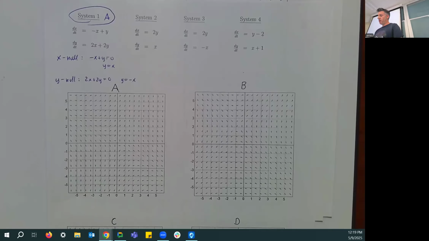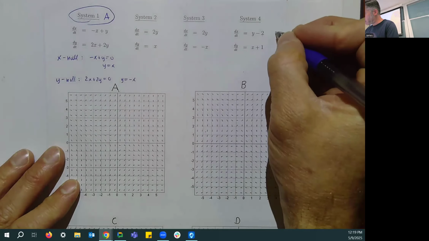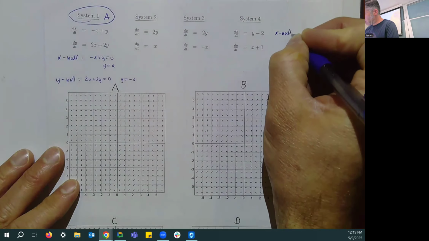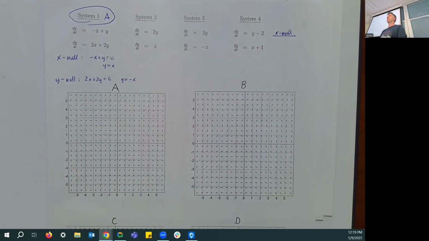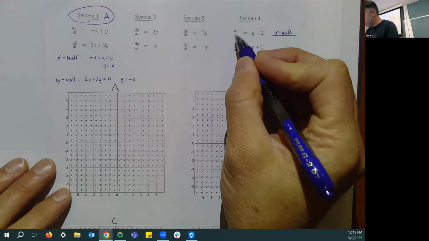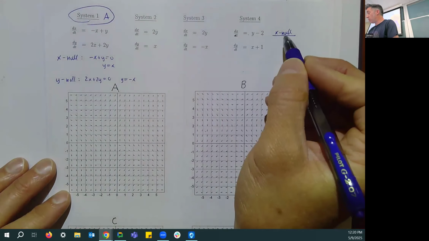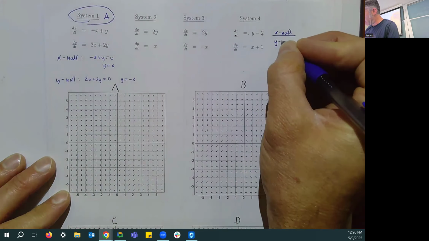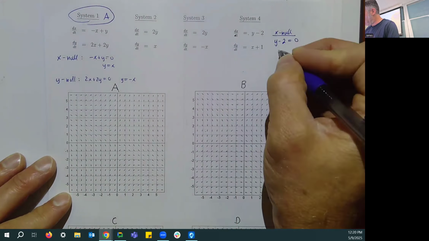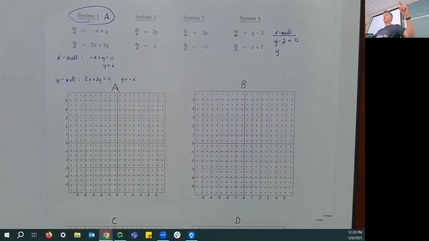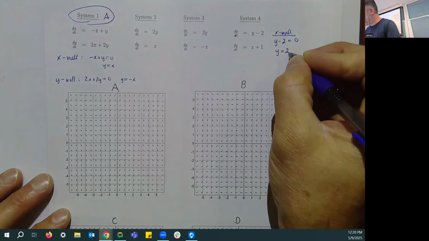System four, my x null cline. When I say x null cline, we're thinking of arrows that point which way? Vertically, right? Because you're saying the change in x is 0. We know what we're actually doing to find the x null cline: we're literally setting dx dt equal to 0. So our x null line, which should be all purely vertical arrows, should be along the line y equals 2.